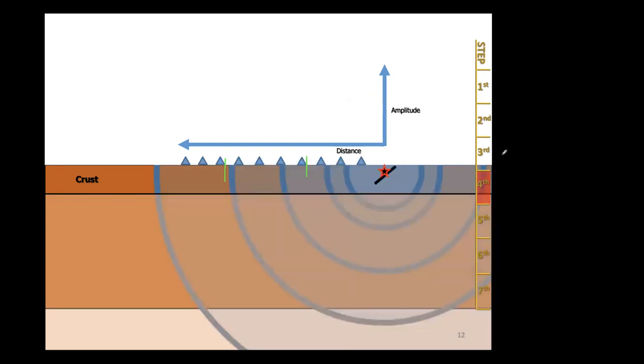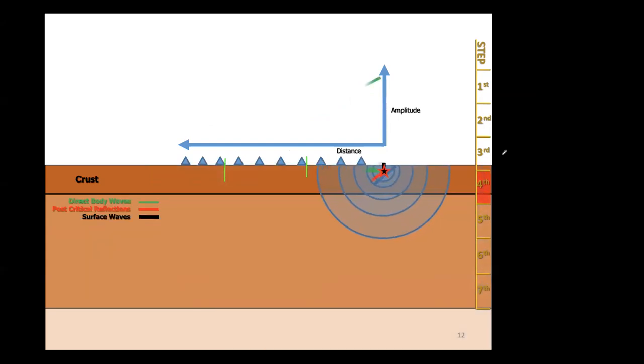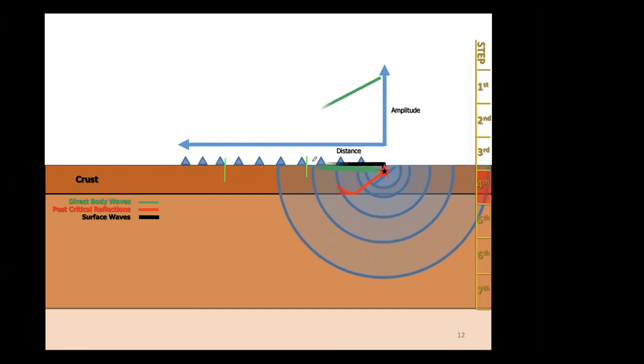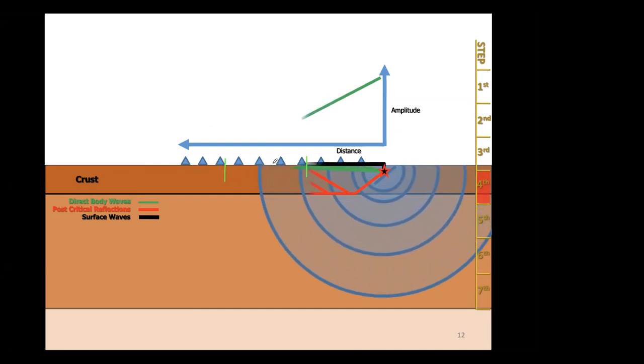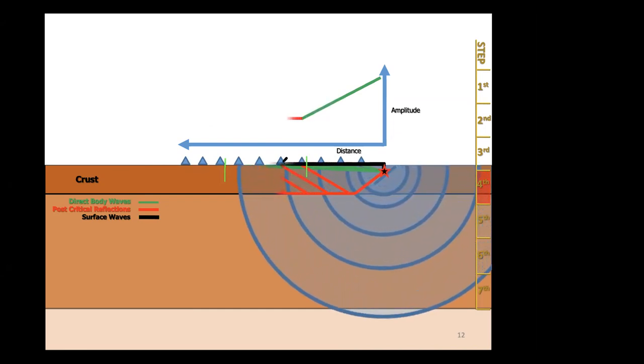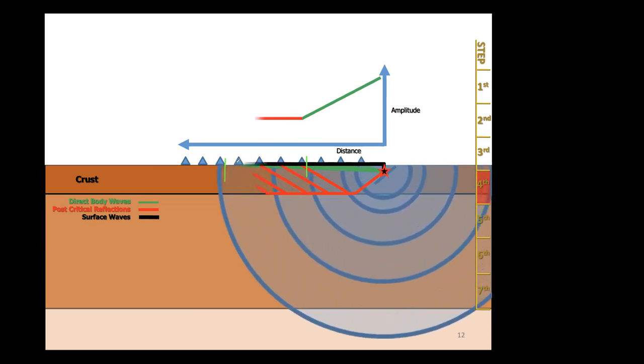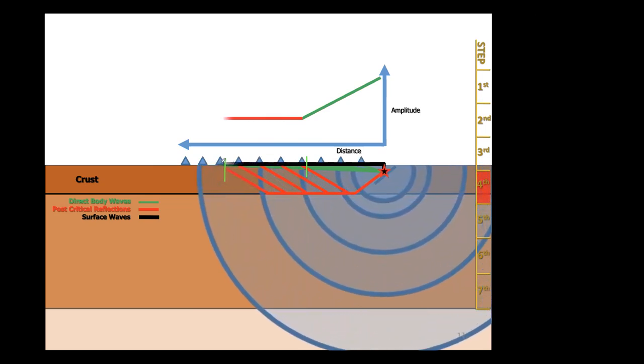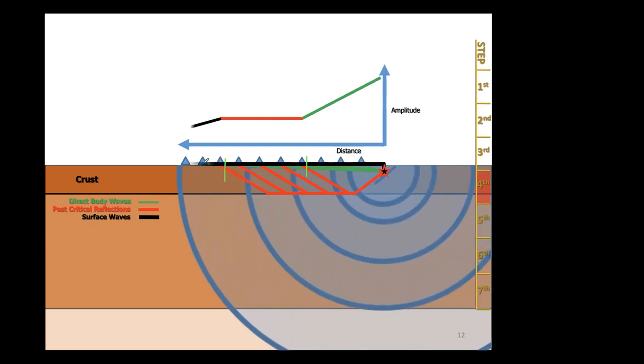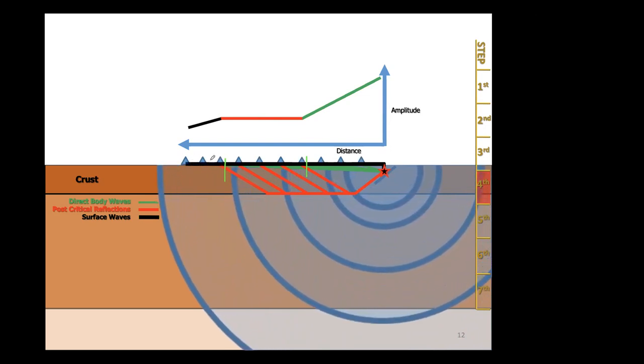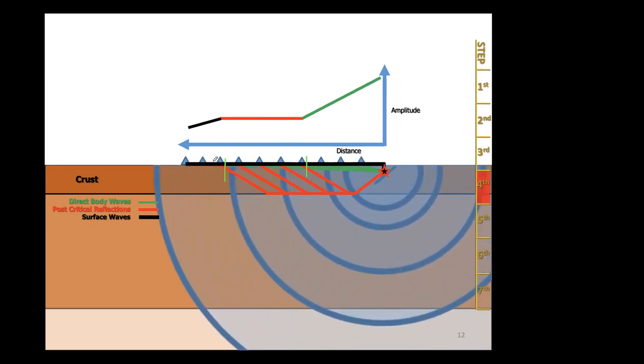So just look at that again. At short station distances, there are just body waves. From here on, we also receive the post-critical reflections. And after another, for very far distances, the surface waves will dominate the record. So we have two hinges.